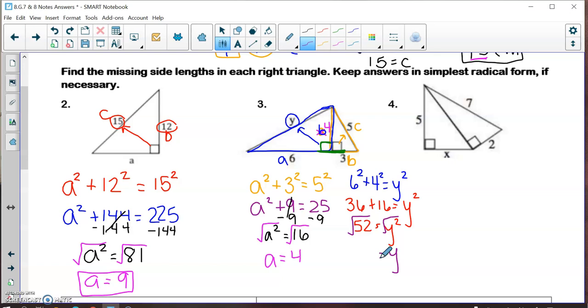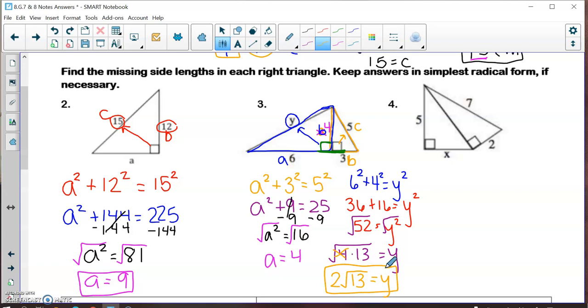52 is divisible by the perfect square of 4. 52 can be split up into 4 times 13. The square root of 4 is 2, so I take that 2 out and cross off the square root of 4. And the square root of 13 cannot be done. So I wind up with 2 root 13 as my final answer.